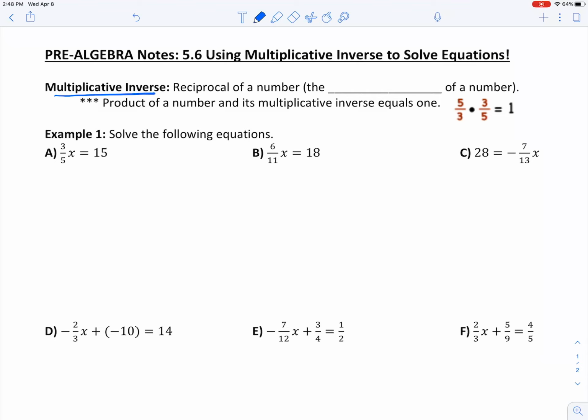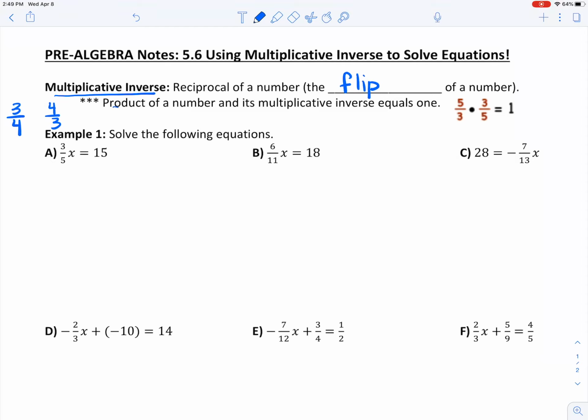So what does that word multiplicative inverse really mean? Well, it's the reciprocal of a number, which is really the flip of a number. So it's like saying if I had 3 over 4, what's the flip of that? 4 over 3. So 4 over 3 would be called the multiplicative inverse.